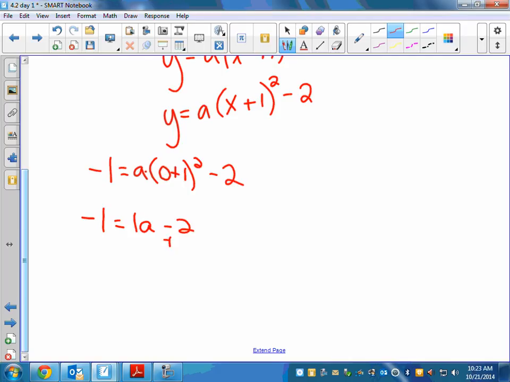Which means I'm just solving this. I'm just going to add 2. And it turns out that a equals 1. Kind of depressing, that worked. Just did 1. That's not your answer. Your answer is write the equation. The equation would be y equals, you can put the 1 there or not put the 1 there, it's just 1, x plus 1 squared minus 2.